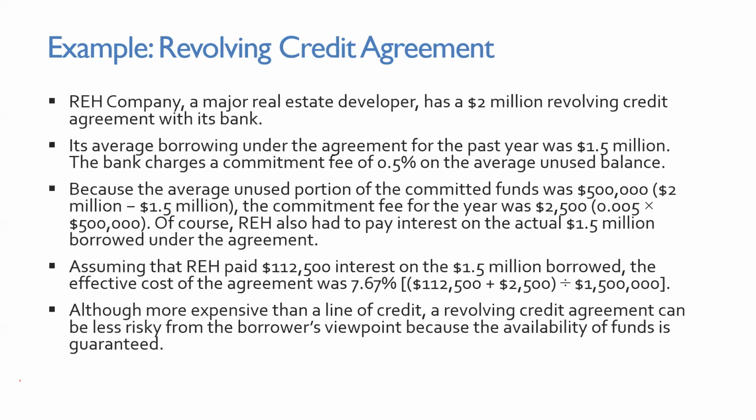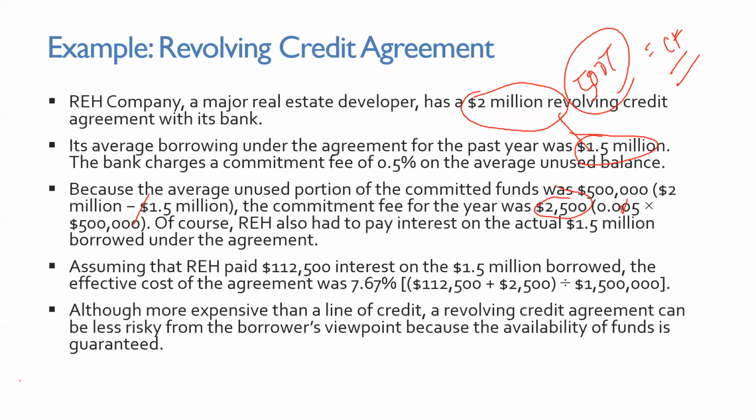commitment fee. Right? Kasi ang average utilization is 1.5 million, the size of the revolving credit agreement is 2 million, so yung difference yan, 500,000, it means that is not used, the unused portion. So yan, meron yung commitment fee na kailangan pang bayaran. So that's 0.5% times 500,000, so 2,500. Okay. Of course, the company also needs to pay interest on the actual 1.5 million.